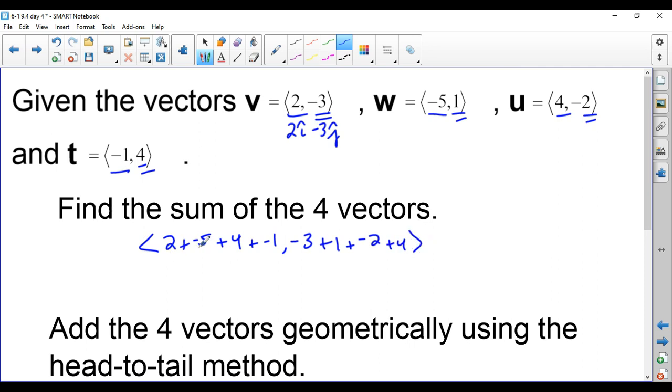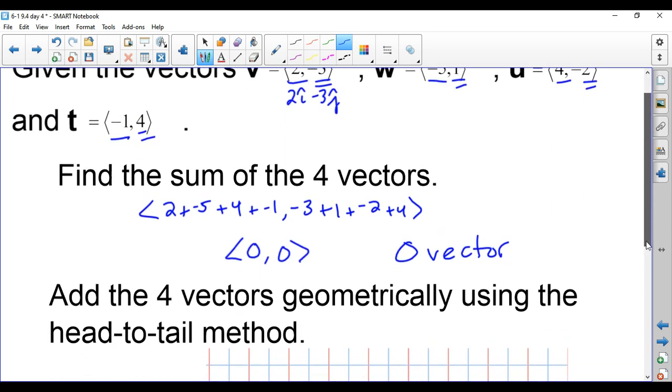This is -3 plus 4 is +1 minus 1 is 0. -3 plus 1 is -2 plus another -2 is -4 plus 4 is 0. When I get a vector where the x and y components are both 0, that's a vector that goes 0 in the x direction and 0 in the y direction. This is the 0 vector. Remember, the 0 vector has a magnitude of 0 and has no direction.